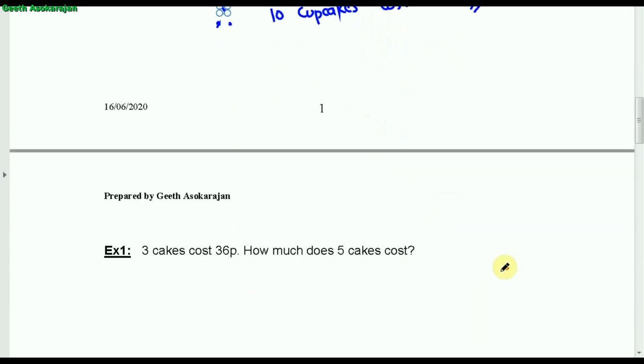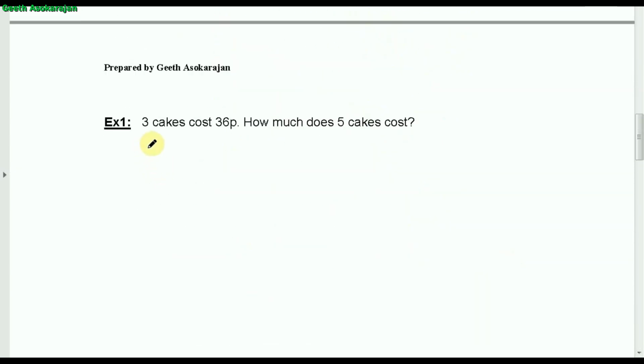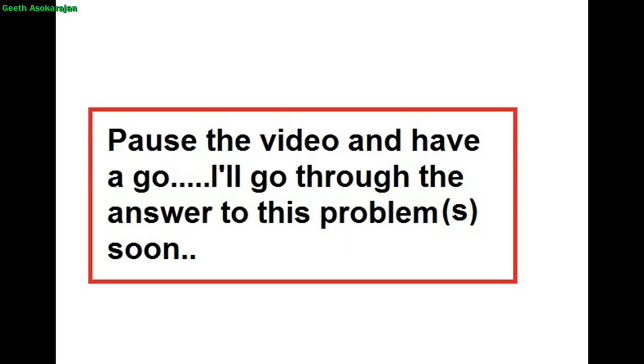Right, have a go at example number 1, take your time, pause the video, and I'll go through the solution very soon.